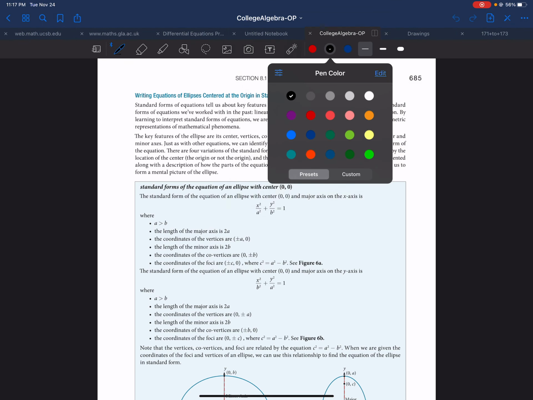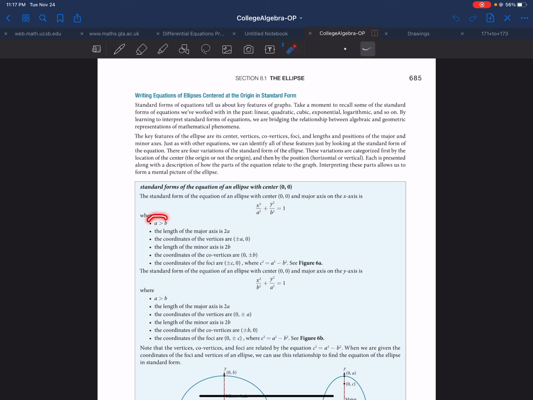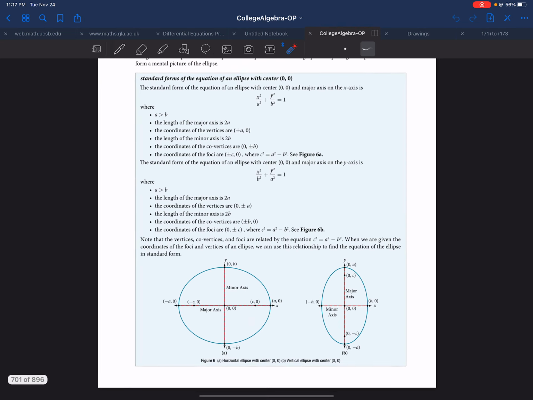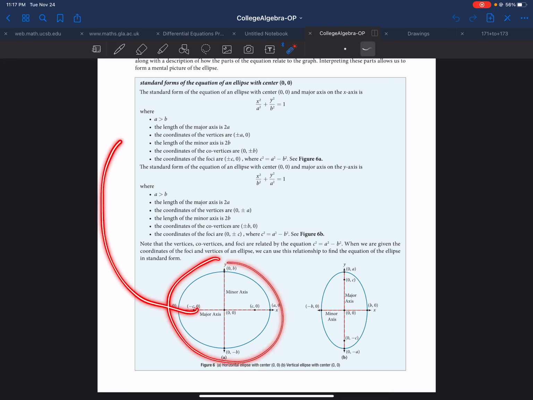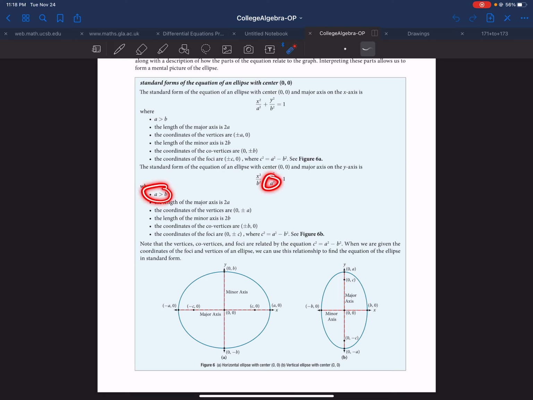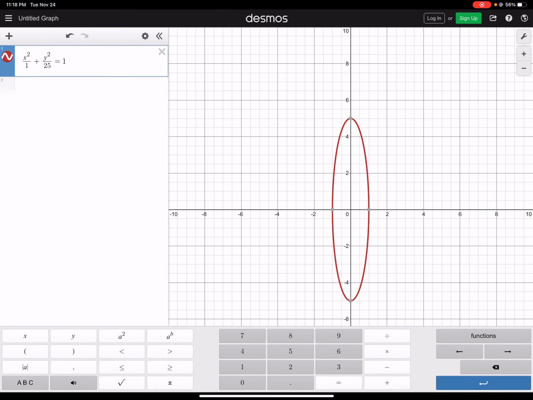And so back to the book for a second, here's what I want to illustrate to you. The only difference in these two formulas is that in one they say A is bigger than B, and so then the larger number is in front of the X. In this one, A is greater than B, but now the greater number is under the Y. And notice in this picture, it looks like it's what I call stretched more in the X direction. This one is, for this graph, when the larger number is under the X. When the larger number is under the Y, it's stretched more vertically up and down in the Y direction. Let me show you that with a few graphs right now.